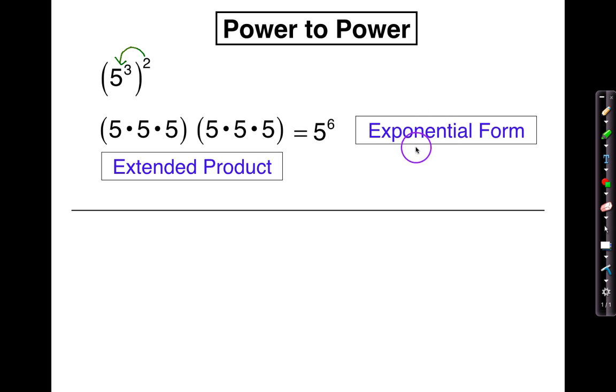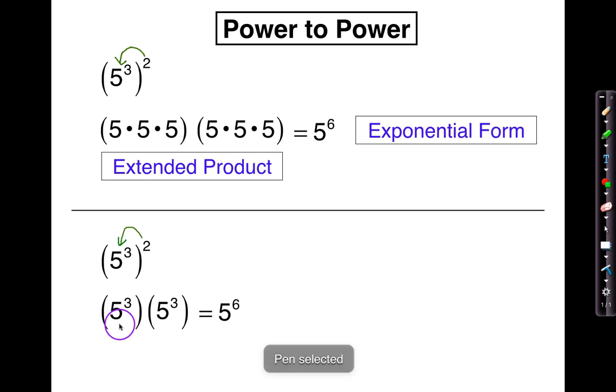Now, is there another way of looking at it? Yes, there is. Instead of repeating the 5 as an extended product, I simply could have left it as 5 cubed repeated twice, like so. And then from there, I can say, okay, there's going to be 3 5s here and 3 5s here, so total there should be 6. Now, I do want to warn you, some of you may do this incorrectly, so if you are unsure, you should expand this out and say this means 5 times 5 times 5, and this means 5 times 5 times 5. Please do not assume anything. Definitely write things out when you're unsure.